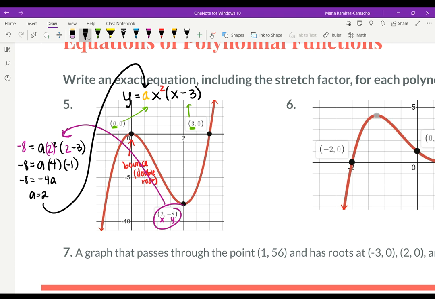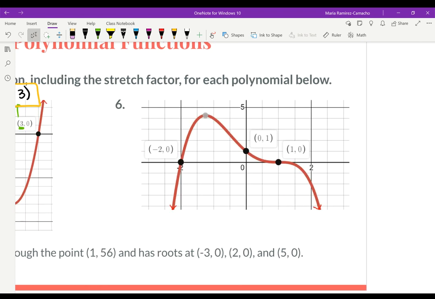So we can take that and plug that in for a. There's our equation: y equals 2x squared times x minus 3. And what that 2 does to our graph is it vertically stretches it, so it is important to have it as part of our equation.